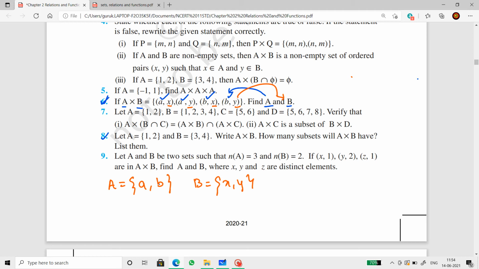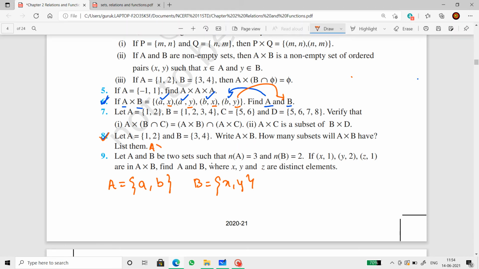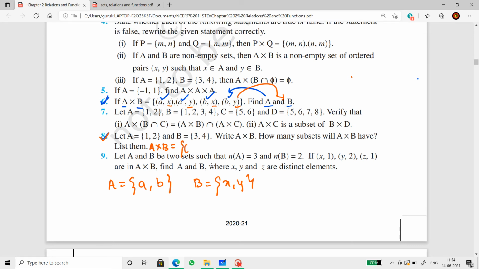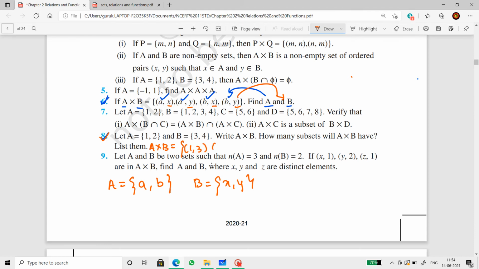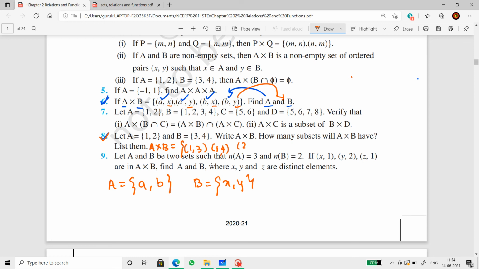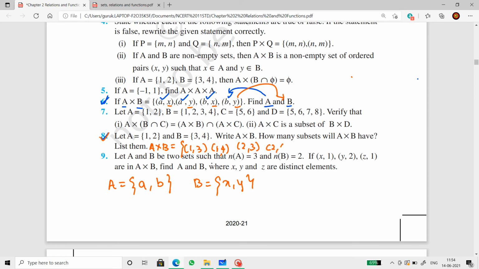Now, the eighth one. The A set contains 1, 2, and the B set contains 3, 4. Write A cross B. What is A cross B? A cross B equals set bracket, inside that the ordered pairs (1, 3), (1, 4), (2, 3) and (2, 4), right?